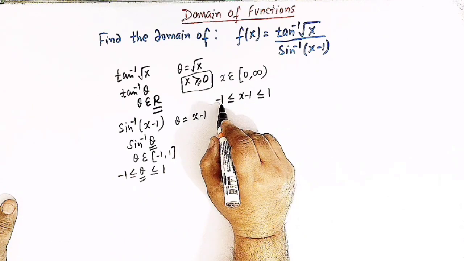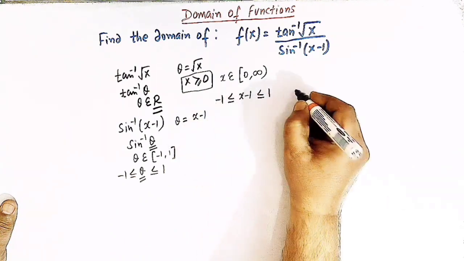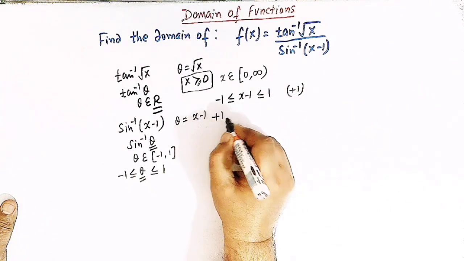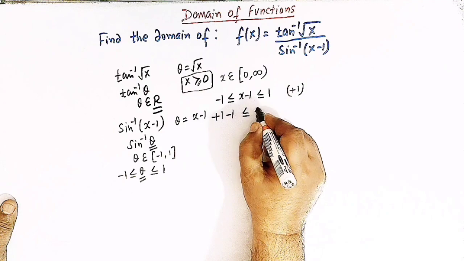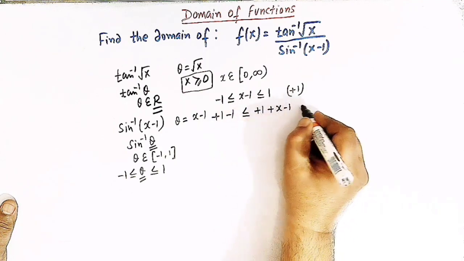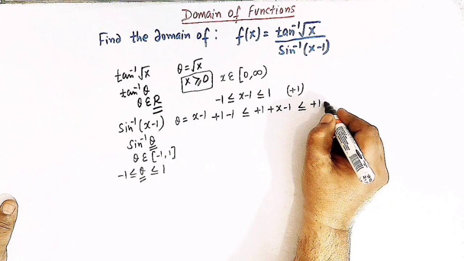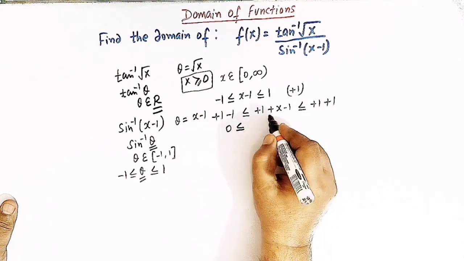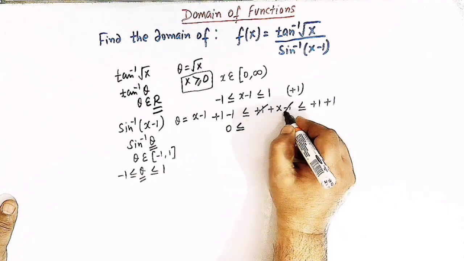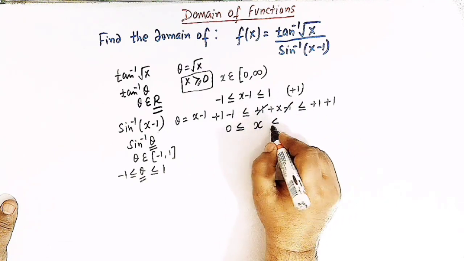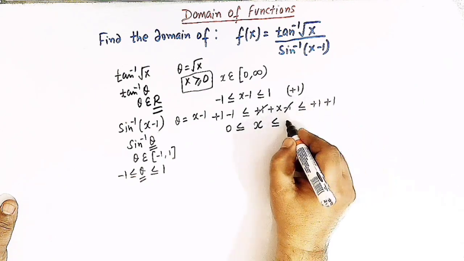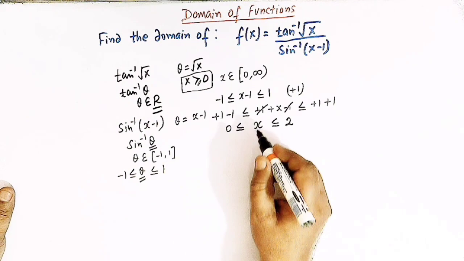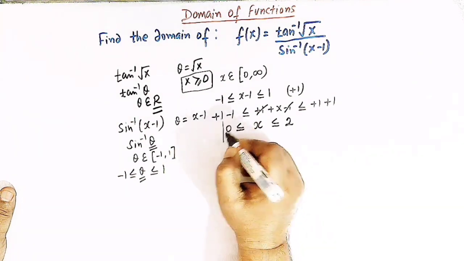Now solving this inequality by adding plus 1 throughout. So we have 1 minus 1, here 1 plus x minus 1, and here 1 plus 1. Here 1 minus 1 is 0, and the 1 and minus 1 get cancelled, so we have x. And here we have 1 plus 1, which is 2. So we have this inequality.